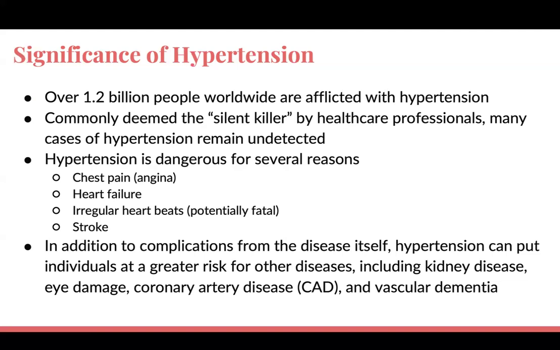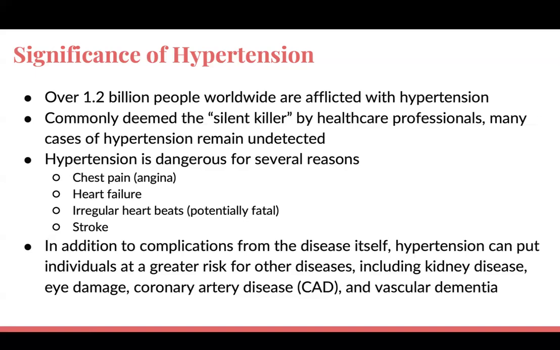And hypertension is dangerous for a lot of different reasons. It can lead to things like chest pain or angina, heart failure, irregular heartbeats, which can be potentially fatal, and even stroke. Those are scary things. In addition to complications from the disease itself, hypertension can put you at a greater risk for other diseases. These other diseases are also really bad, and they include kidney disease, eye damage, coronary artery disease, and vascular dementia. It's scary stuff.